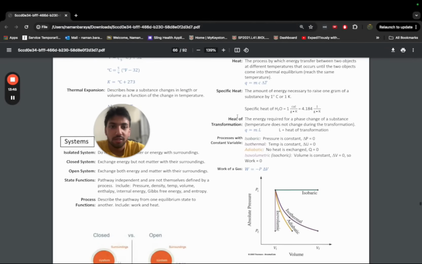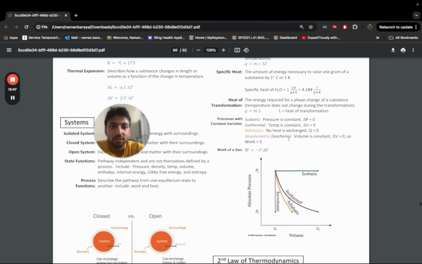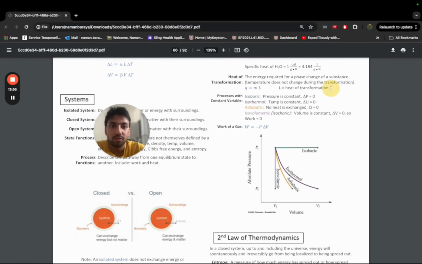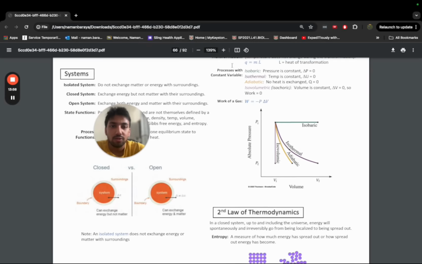The next thing is heat of transformation, and this is how much energy it takes for a phase change, so solid to liquid, liquid to gas, and that's represented by Q equals mL, where L is the heat of transformation. Now, this was always a very tough concept for me to understand: processes with a constant variable. There's isobaric, isothermal, adiabatic, and isovolumetric. Isovolumetric is when the volume is constant, and because the change in volume is 0, the work is 0.